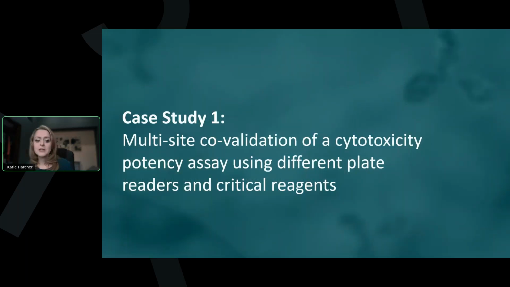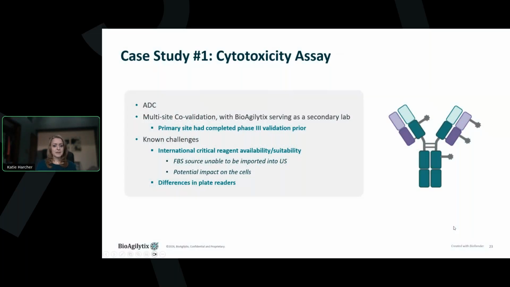So case study 1 was a multi-site co-validation of a cytotoxicity potency assay using different plate readers and different critical reagents across sites. For this case study, the drug that was used was an antibody drug conjugate, an ADC. In this case, this drug was used in a cytotoxicity assay, which had already been validated at a phase 3 validation at the primary site. The risk assessment for the assay transfer determined that a multi-site co-validation was needed. Bioagilitics in this case served as the secondary lab for this co-validation.